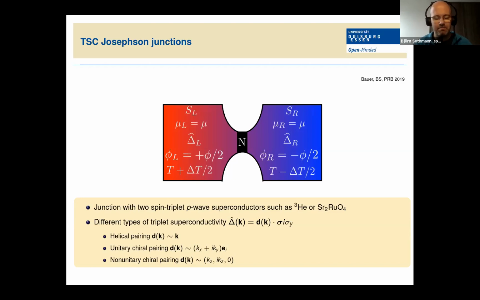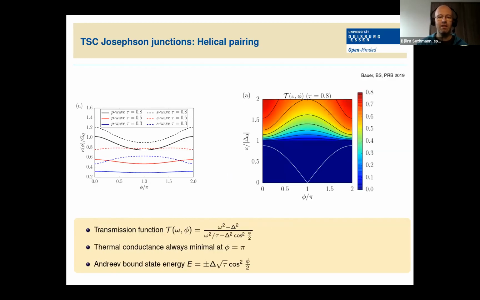And in the following, I want to discuss thermal transport for such Josephson junctions that realize these different types of pairing, and we will see in how far you can actually use thermal transport to distinguish between the different types. So let's start with a simple helical pairing.